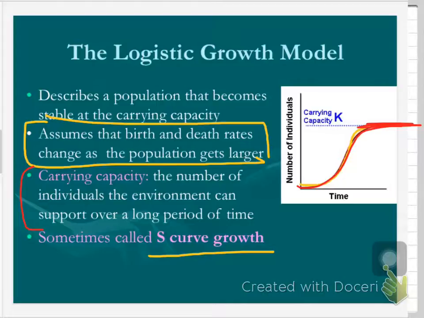And if we look at most populations in nature, we do see something that approximates this. It's not perfect, but we get up to this carrying capacity, and then the population sort of dips and rises around the carrying capacity. That's what we expect to see.